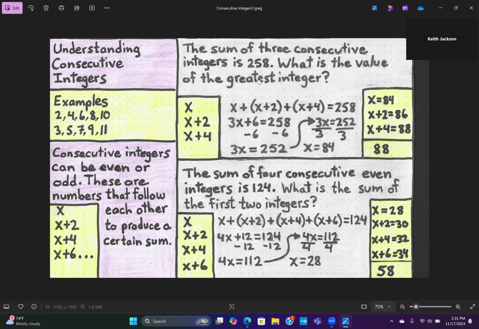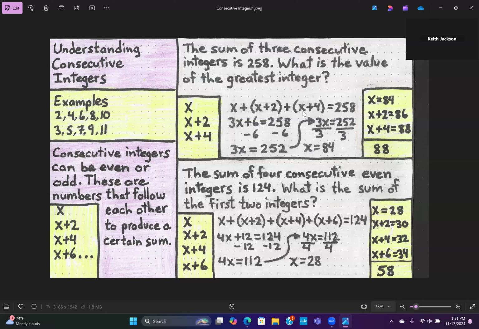In this case, we have the sum of three consecutive integers is 258. What is the value of the greatest integer? Here's what we're going to do. We're going to put x, x plus 2, and then x plus 4, and we're going to add those together to come up with 258. And here's the magic as we go ahead and solve this problem.